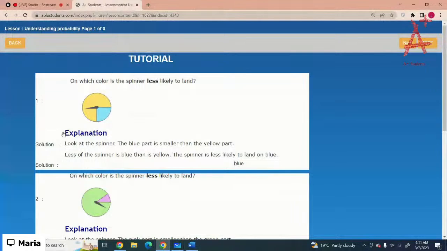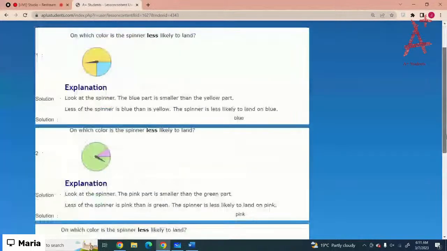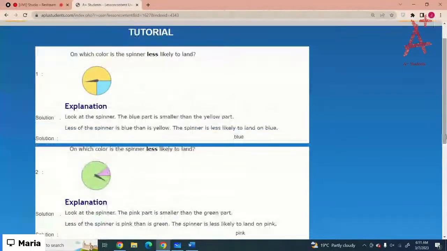That means the spinner is less likely to land on blue. Got it? Because the yellow color is more, so mostly it will land on yellow. Got it? Okay, the next one is on which color the spinner is less likely to land, the green or the pink? On pink. Got it? Because the small portion of the spinner is pink. Got it?